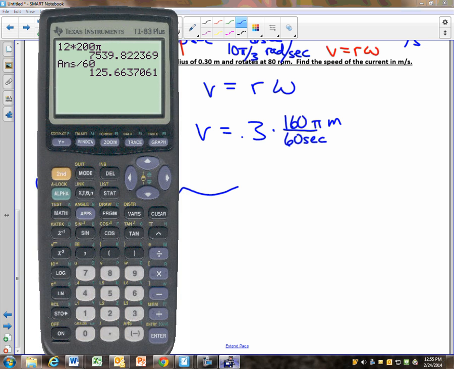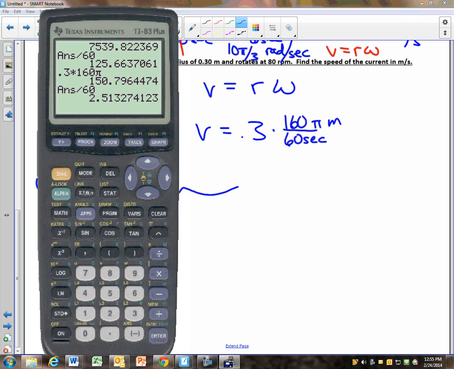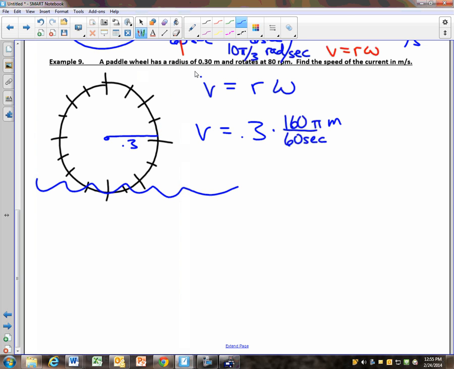So we've got it set up. So take 0.3 times 160 times pi. I divide that by 60. I get 2.51. That's it.